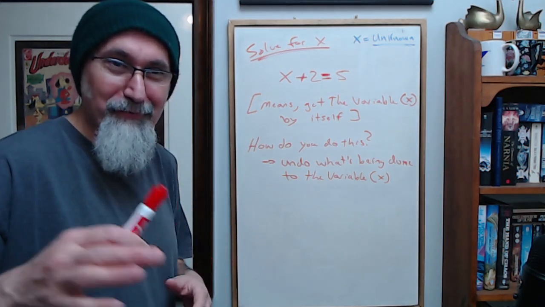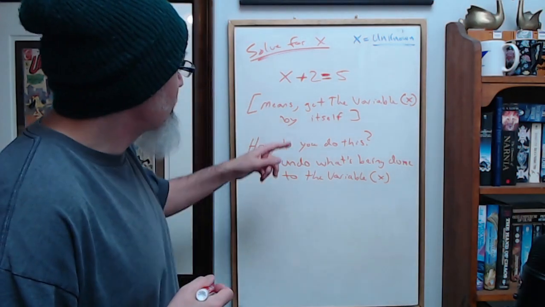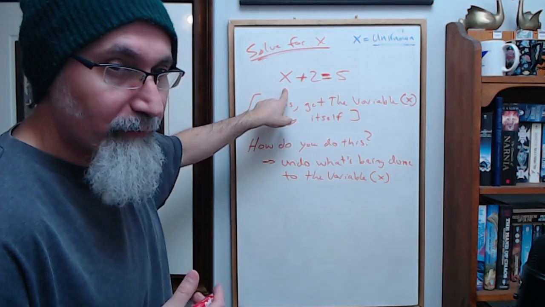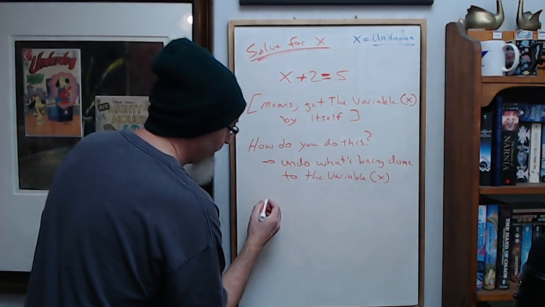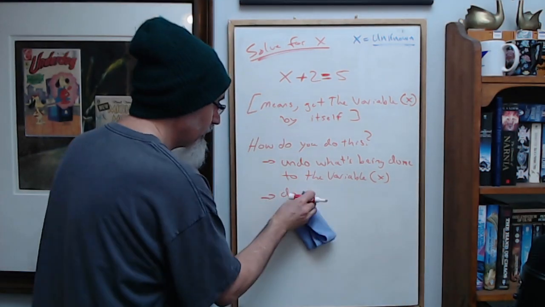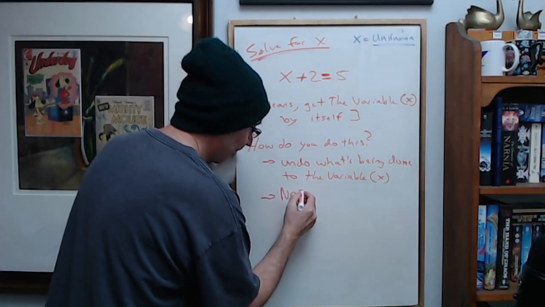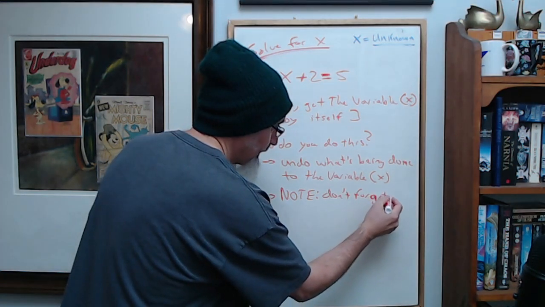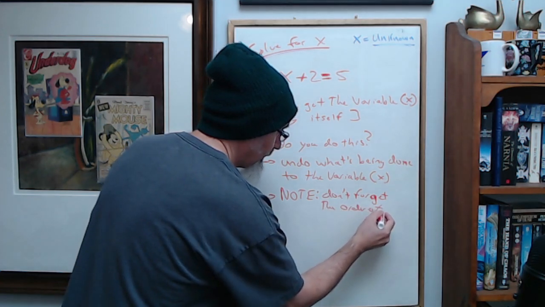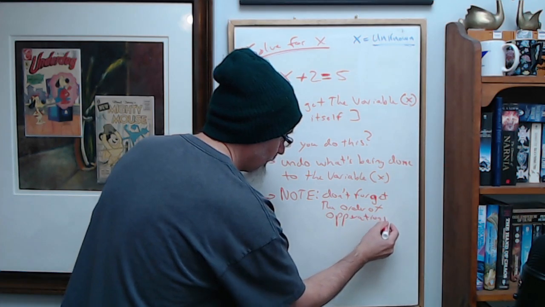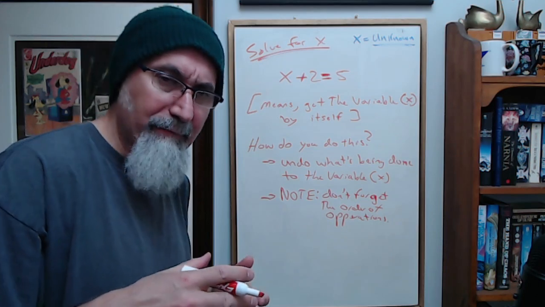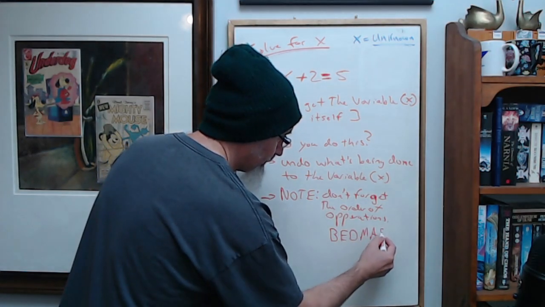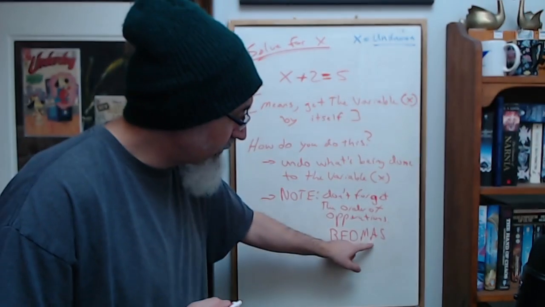We have multiple times through the hundreds of math videos we created on SensorTube. So for us to get x by itself, we have to undo what's being done to the x. And there's an order of operations here. Don't forget the order of operations. What are we talking about with the order of operations? BEDMAS, or PEDMAS, depending on where you are. Brackets, exponents, division, multiplication, addition, subtraction.